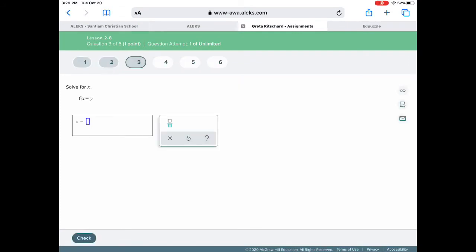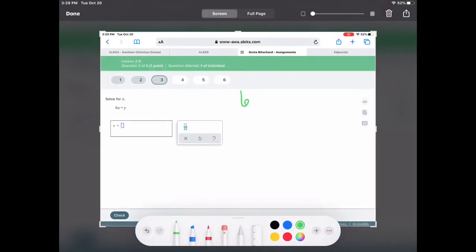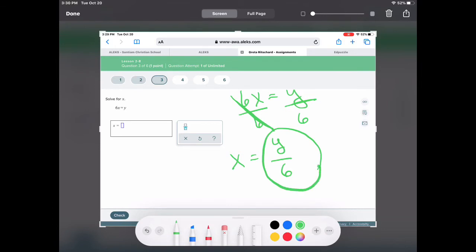The next problem has 6x equals y, and we need to solve for x. That means get x by itself. So in this case, we're multiplying times 6, so I'm going to divide by 6 because that'll cancel. And I get x equals y over 6. Just keep everything over here the way it is. You're not having to try to get one number as an answer. You're actually just rearranging the formula so that x equals something. X equals y over 6 is just another way of saying 6x equals y.